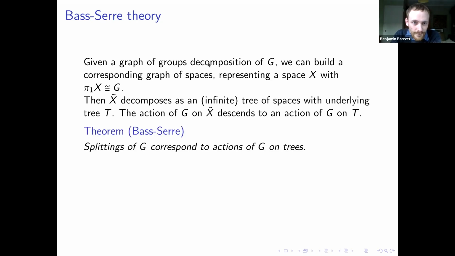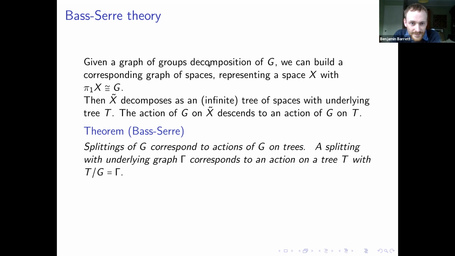Now the theorem of Bass and Serre says that this is really a one-to-one correspondence, in a way that I'm not quite going to make precise, that splittings of the group as graphs of groups correspond to actions of G on trees. In fact, we can be a bit more precise. A splitting with underlying graph gamma corresponds to an action on a tree T where the quotient of T by G is gamma. So if we know the tree and the group action, we can work out what the underlying graph of groups is.